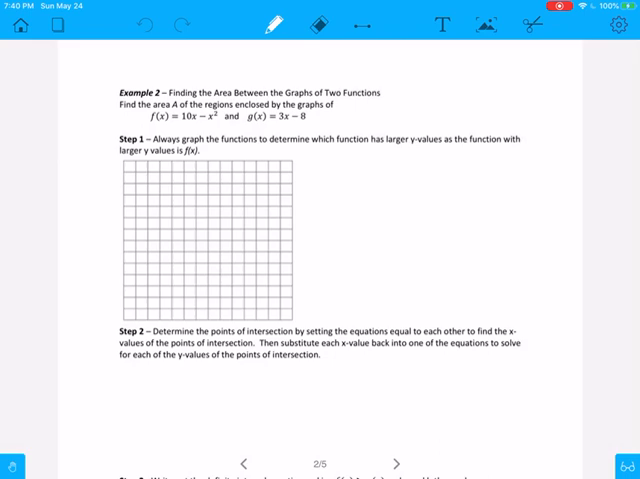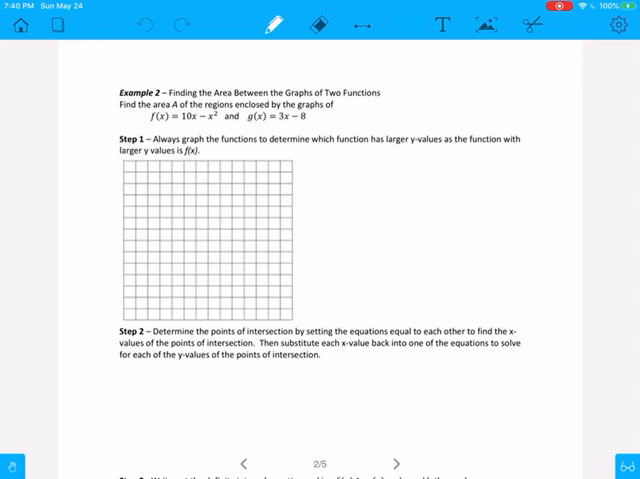So it wants the region that they're enclosed by. So what we need to do actually is sketch them first. That's the very first thing we're going to need to do. And then we're going to need to find out where they intersect, because that is going to give us our 2 x values. That will give us our A and our B for the equation.